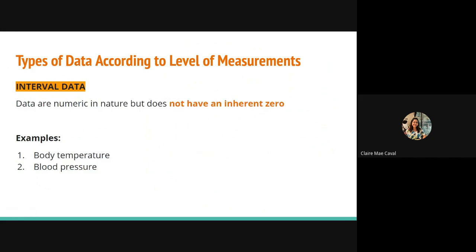Interval data. Data are numeric in nature but do not have an inherent zero. Examples are body temperature and blood pressure. Of course, there is no body temperature of zero unless you are dead. There is also no blood pressure that is zero. Okay? So these are examples of your interval data.